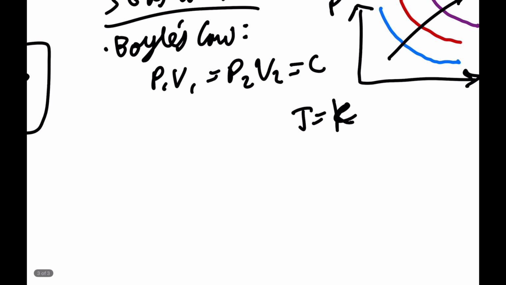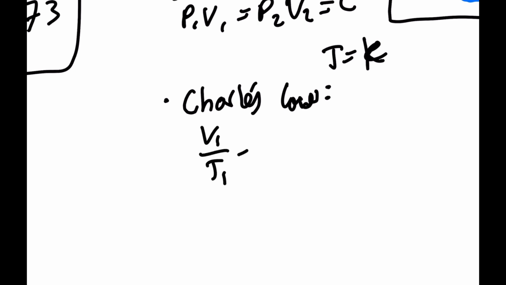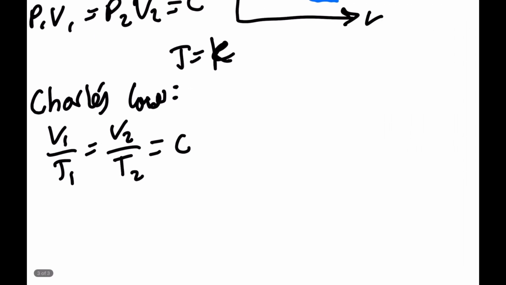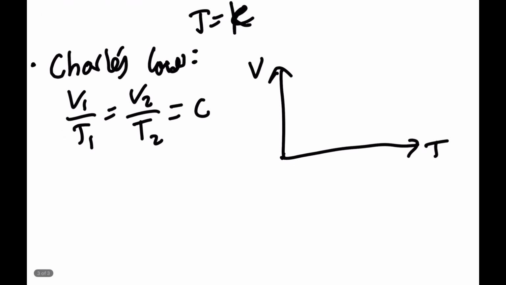Now let's go on to Charles' law. This is V1 over T1 equals V2 over T2, which is equal to a constant. This is when pressure is constant. If we draw volume against temperature, when pressure is constant, we get a straight line like this.